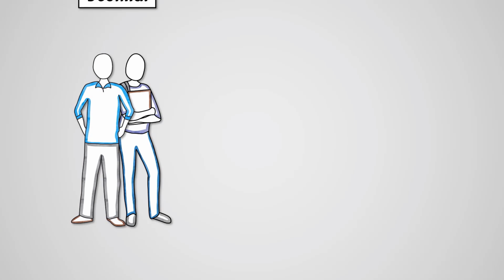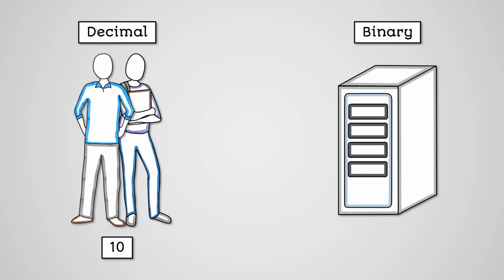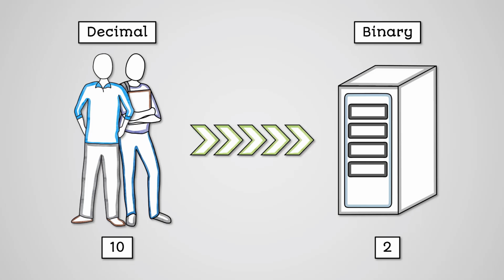The numbering system you and I use normally is called the decimal system, as it goes up in multiples of 10. However, as we learnt last lesson, computers use the binary system, where numbers go up in multiples of 2. It's important that when learning binary, we know how to convert numbers between binary and decimal.